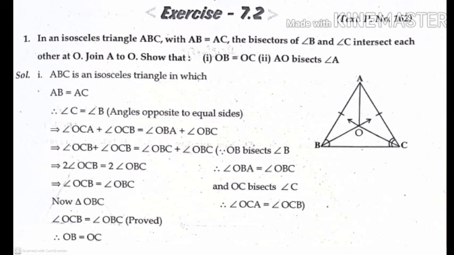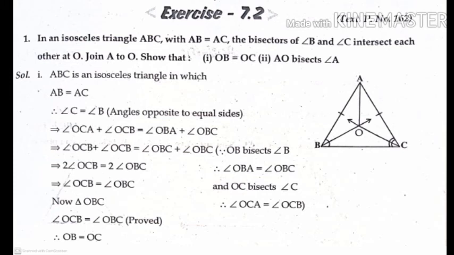First question. In an isosceles triangle ABC with AB equal to AC, the bisectors of angle B and angle C intersect each other at O. Join A to O. Show that first, OB equals OC, and second, AO bisects angle A.